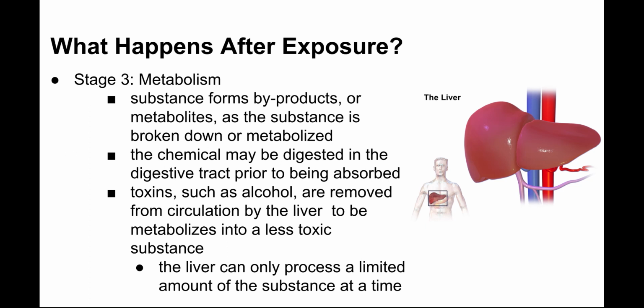Next, the drug is metabolized. It's going to form byproducts, or what we call metabolites, as it's broken down. And it can be digested in the digestive tract prior to being absorbed. Things such as alcohol are removed by the liver, which is going to metabolize less toxic substances. So it'll pull it out of the blood and start to metabolize it into safer byproducts or metabolites.